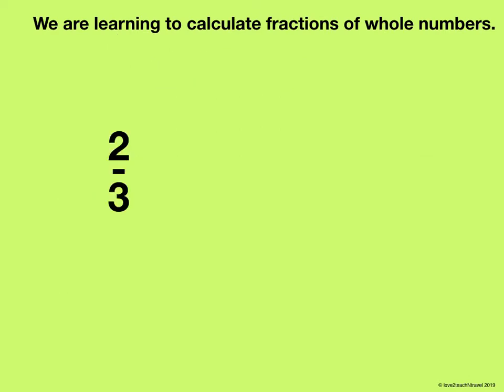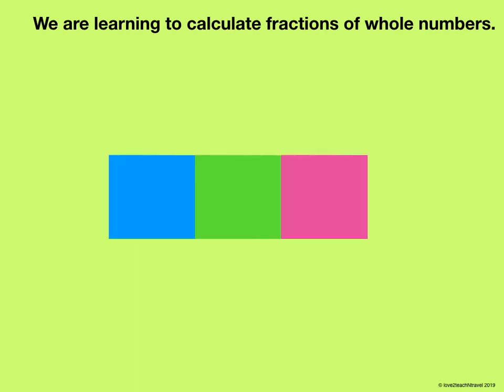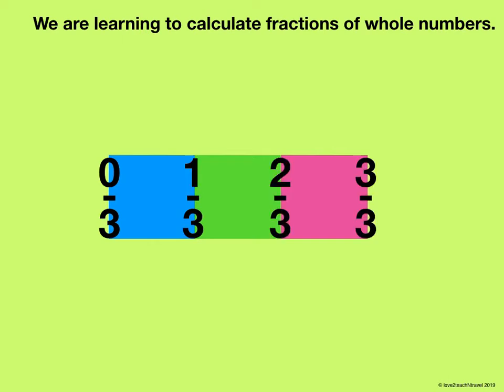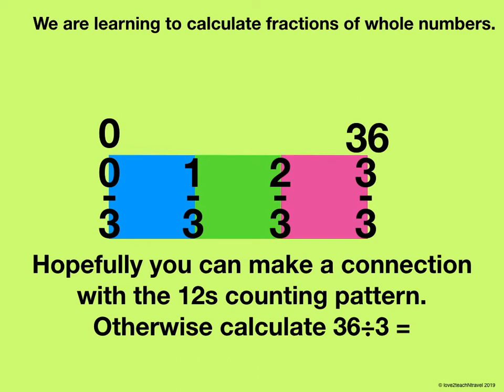What about if I've got 2/3 of 36? Well, this time I will have 3 equal parts. So in my number line, it would be 0 out of 3, 1/3, 2/3, 3/3. At the start, I would have 0, and at the whole end, I would have 36. Hopefully you can make a connection with the 12's counting pattern. Otherwise, calculate 36 divided by 3. This will give you your answer.